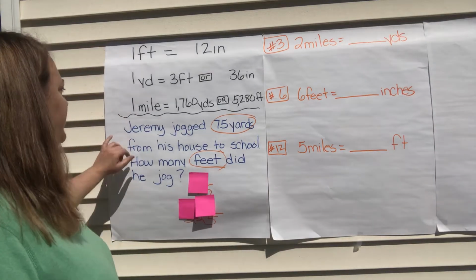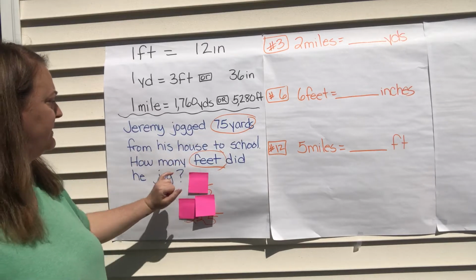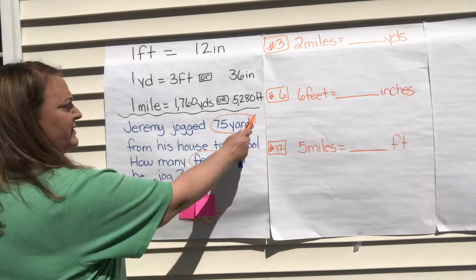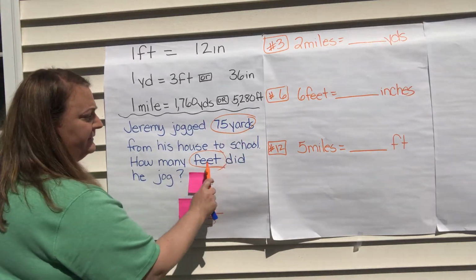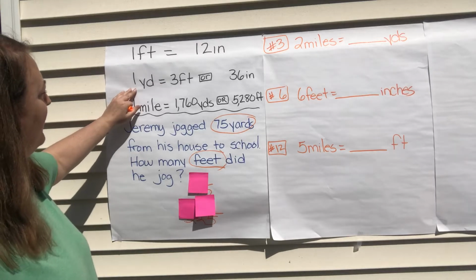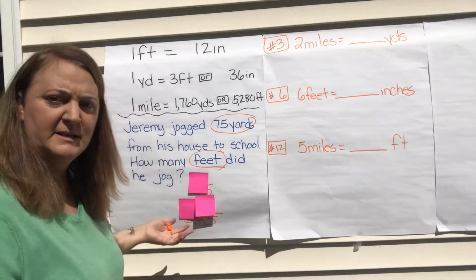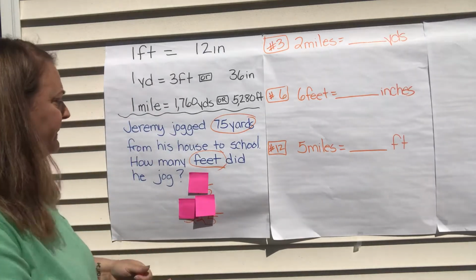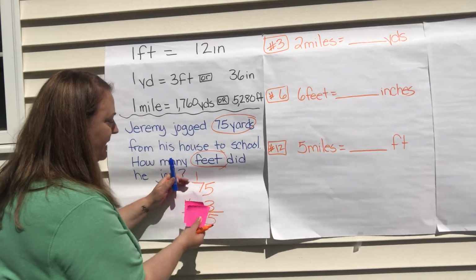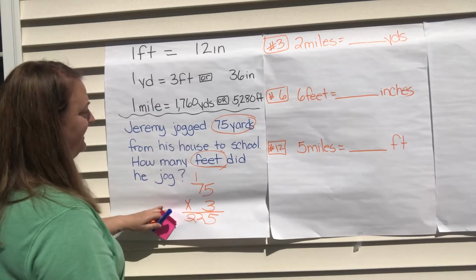So today's solve and share is Jeremy jogged 75 yards from his house to school. How many feet did Jeremy jog? Well, I went ahead and I circled yards and I circled feet so I know what I'm talking about. So if I go up here, well, I know 1 yard is 3 feet, 2 yards would be 6 feet, and you can multiply. So down here, I covered up my answer. If we multiply 75 times 3, it's 225.